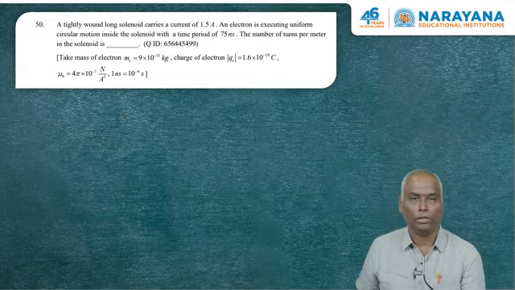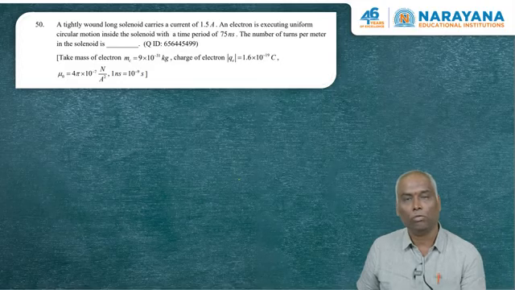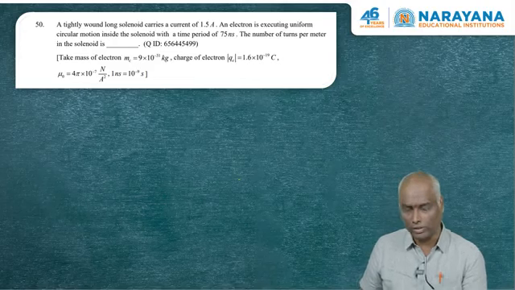Question number 50. A tightly wound long solenoid carries a current of 1.5 amperes. An electron is executing uniform circular motion inside the solenoid with a time period of 75 nanoseconds. The number of turns per meter in the solenoid is dash. Here the mass of the electron is given, which is 9 into 10 to the power of minus 31 kg. Charge of the electron is 1.6 into 10 power minus 19 coulombs. Mu naught is 4 pi into 10 power minus 7. 1 nanosecond is 10 power minus 9 seconds.